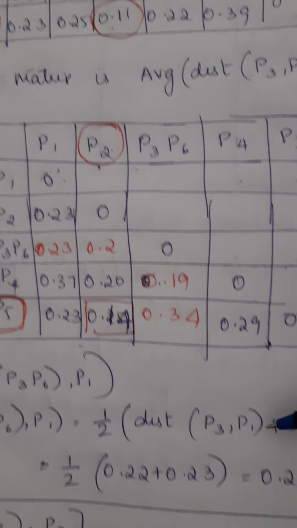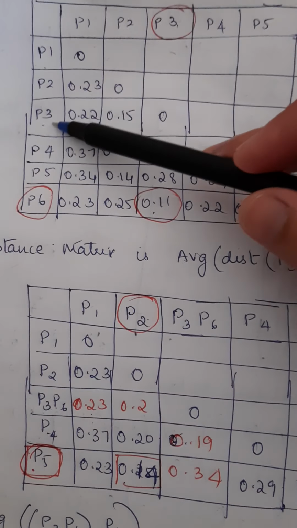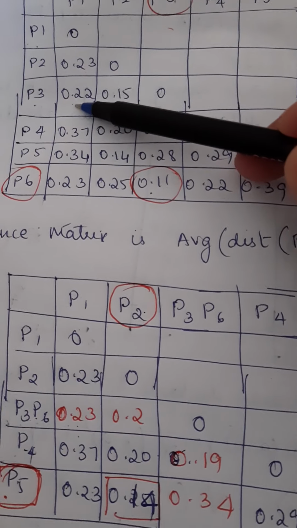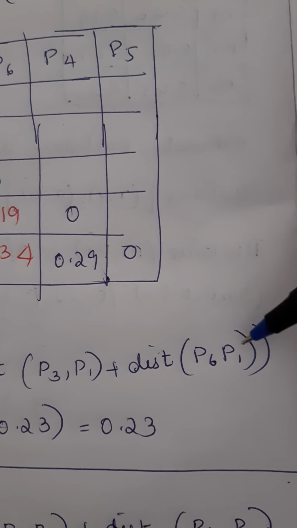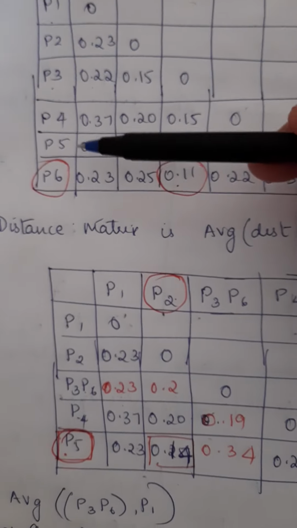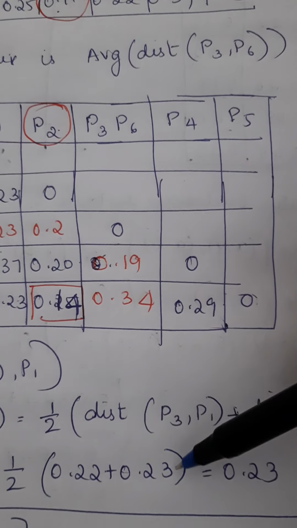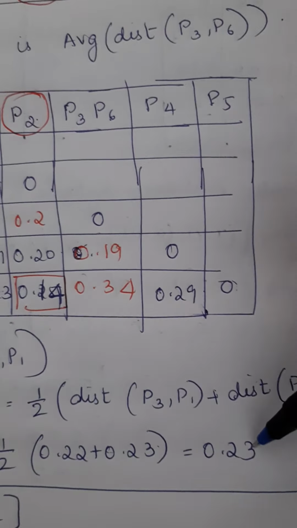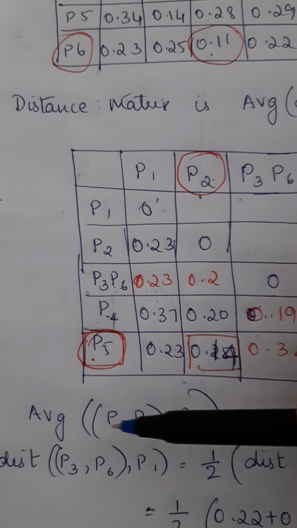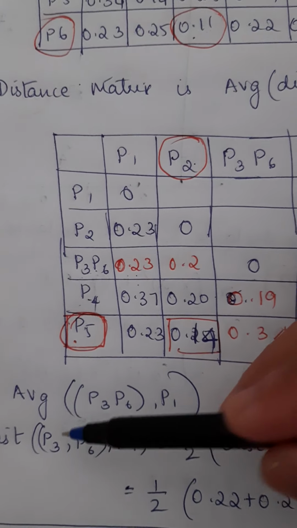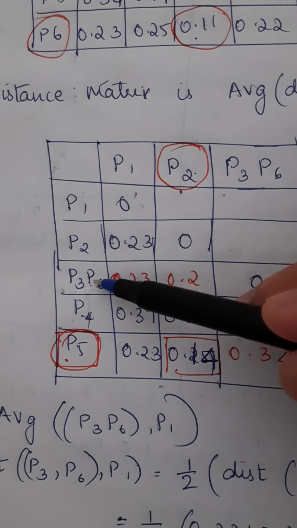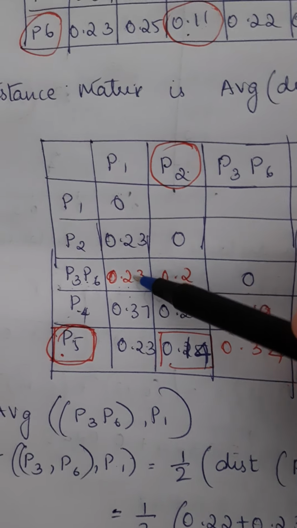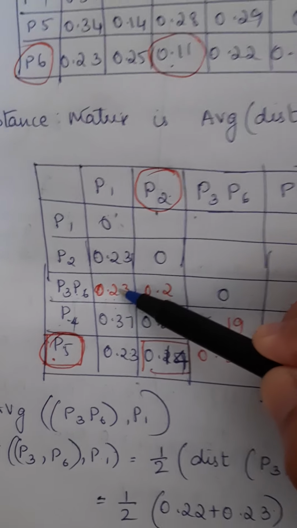So distance between P3 and P1 from my earlier table: what is the distance? It is 0.22. And the distance between P6 and P1 is how much? P6 and P1 is 0.23. So 0.22 plus 0.23 by 2 is equal to 0.23. So the distance between P3, P6 and P1 is 0.23. That's how I got 0.23 over here.